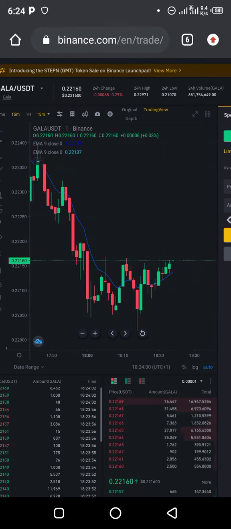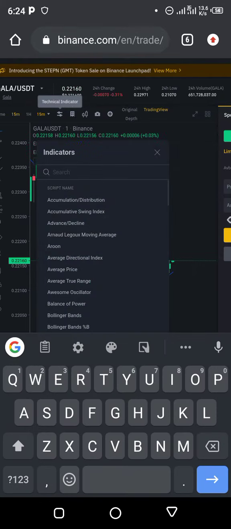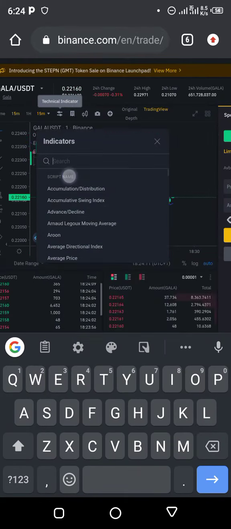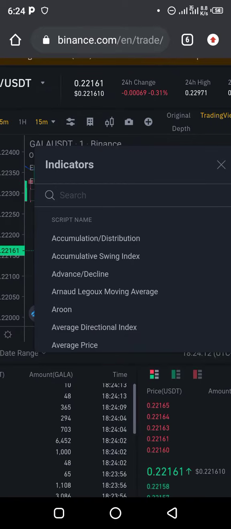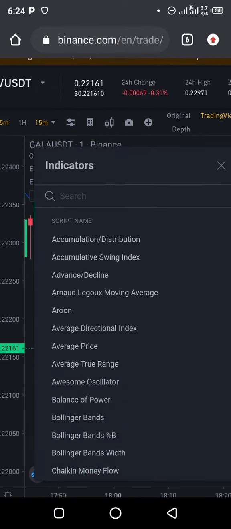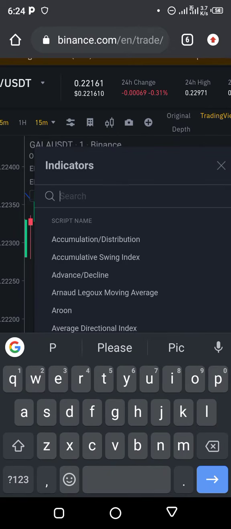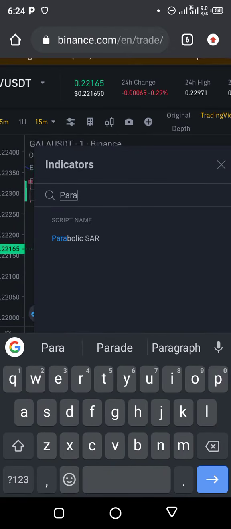So now let's go over to our TradingView and click on indicators. I've already plotted one, which is the EMA. I'm going to be plotting the next one, which is the parabolic SAR. I love this a lot. You can see here, parabolic SAR.